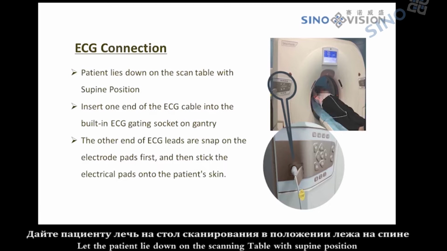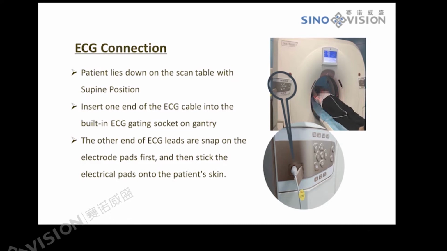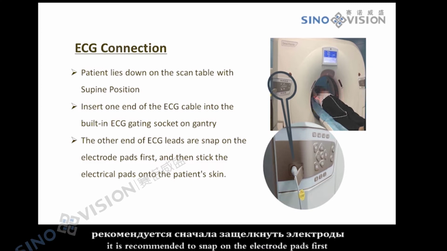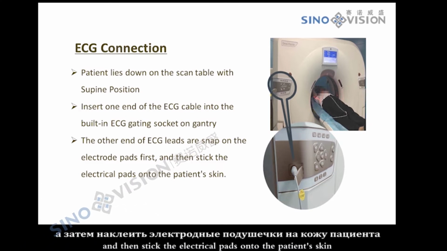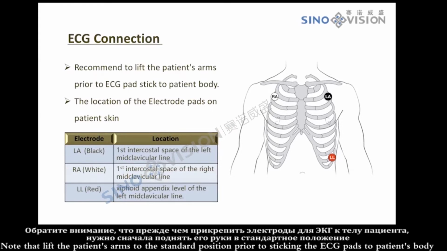Let the patient lie down on the scanning table in the supine position, and insert one end of the ECG cable into the built-in ECG gating socket on the gantry. Because the other end of the ECG leads has a snap lead design, it is recommended to snap on the electrode pads first, and then stick the electrode pads onto the patient's skin. Note to lift the patient's arms to the standard position prior to sticking the ECG pads to the patient's body.